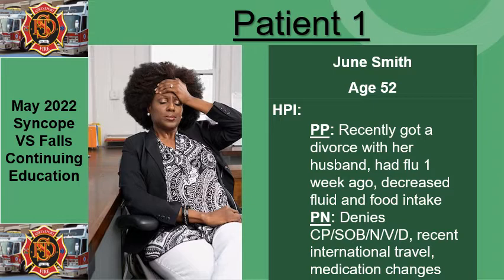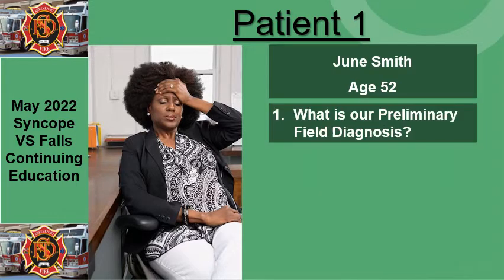So that's good, right? I mean, she's not having any belly pain, she's not having any chest pain, shortness of breath. So do I really need to do a 12 lead? Absolutely, you need to do a 12 lead. So what is our preliminary field diagnosis? Based on what we know, June Smith had an acute onset of palpitations, dizziness, lightheadedness, pre-syncopal episode. She says she hasn't been eating or drinking very much for the past several days, had a flu, going through some emotional things. So it sounds like we may have an arrhythmia and we may have a volume problem.